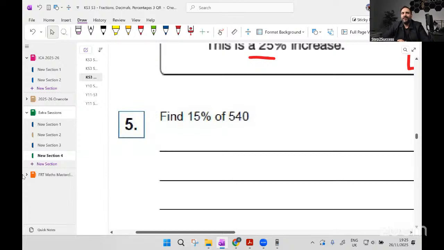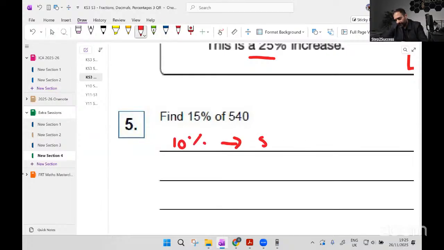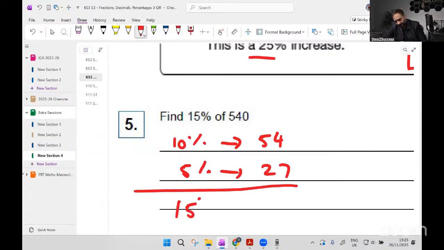15% of 540. You can almost do this in your head, almost. But 10% of this number is 54, just take off the 0. 5% of this number would be half of the 10%, which is 27, and therefore 15% must be 81.